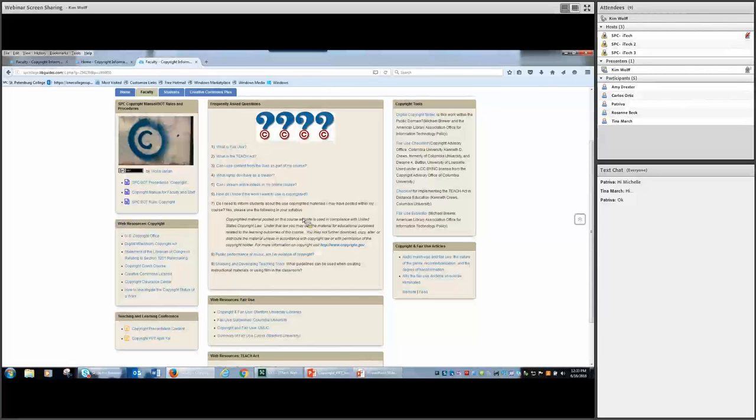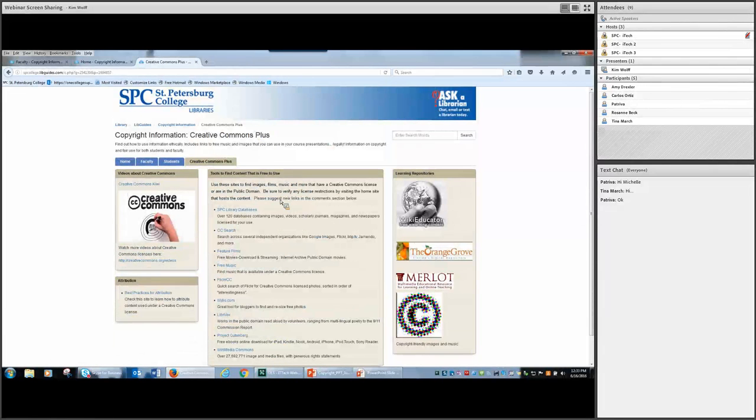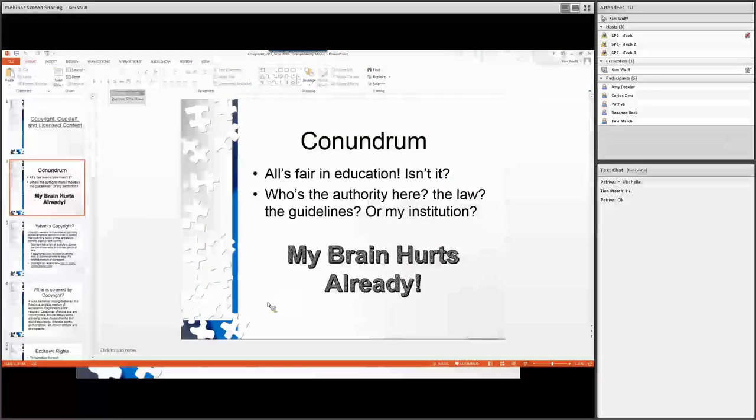One of the ways to work well with copyright is to use materials that are already created in order to give you free access for use. And the Creative Commons tab gives you several search engines and several websites that you can use in order to locate that piece of material that you don't have to worry so much about copyright issues with. We go back to the PowerPoint.